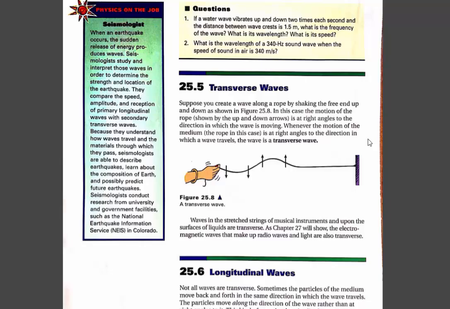Whenever the motion of the medium, the rope in this case, is at right angles to the direction in which the wave travels, the wave is a transverse wave. Waves in the stretched strings of musical instruments and upon the surface of liquids are transverse. As chapter 27 will show, the electromagnetic waves that make up radio waves and light are also transverse.